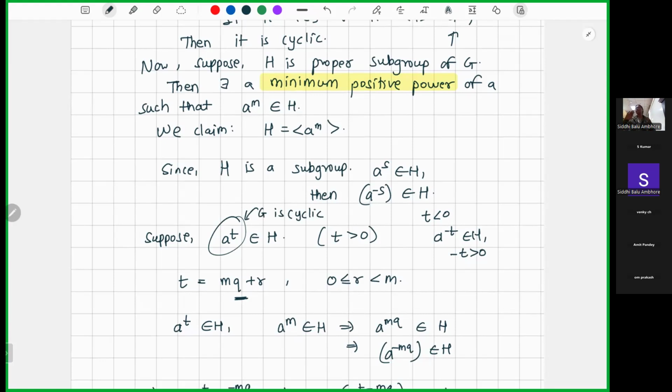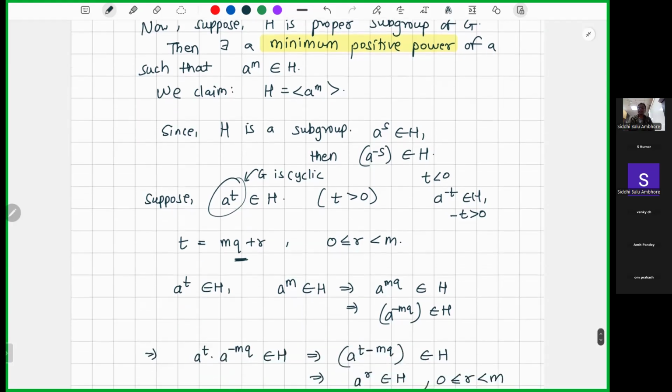G is cyclic. All the elements of G are some power of A. And H is a subgroup of G. So H is a subset of G, so it has elements from G. So it will also be of the form A power T for some integer T. So that's why we can start with this kind of element, A power T belongs to H. Please understand that.